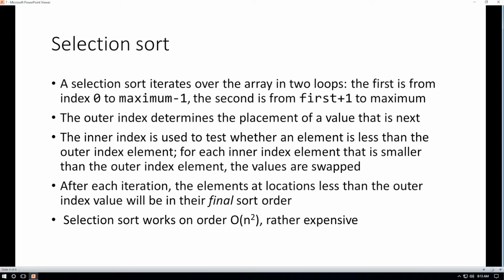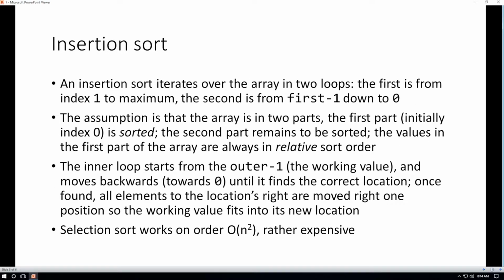Next, the outer loop increments to index 1. We look again for the smallest element in the remaining data. We assume that the element at index 1 is smallest. The inner loop starts at index 2 and goes all the way to the end. If it finds an element smaller than the element at index 1, swaps them, and on it goes. So this continues until we finally run off the end on the right, and every element is now in its correct location. An insertion sort works slightly differently.